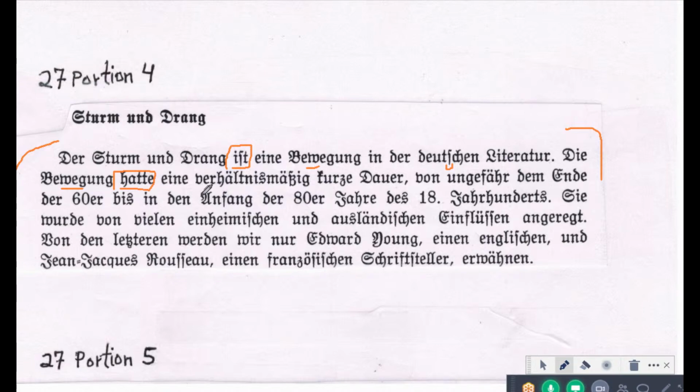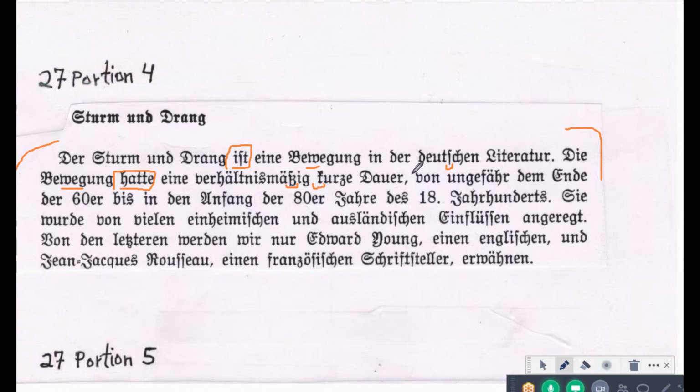Let's see what else is different. Verhältnismäßig. This is 2 S's written together in Fraktur. And this is a funny letter. What letter is this right here? That's a K. It's a K. It doesn't look like a K, but you just have to get used to that. And reading it in context really helps you if you know some of the vocabulary. And this is an adverb meaning relatively, verhältnismäßig. How would you do that first part? The movement had a relatively short duration. Going on. Von ungefähr dem Ende der 60er, everybody.